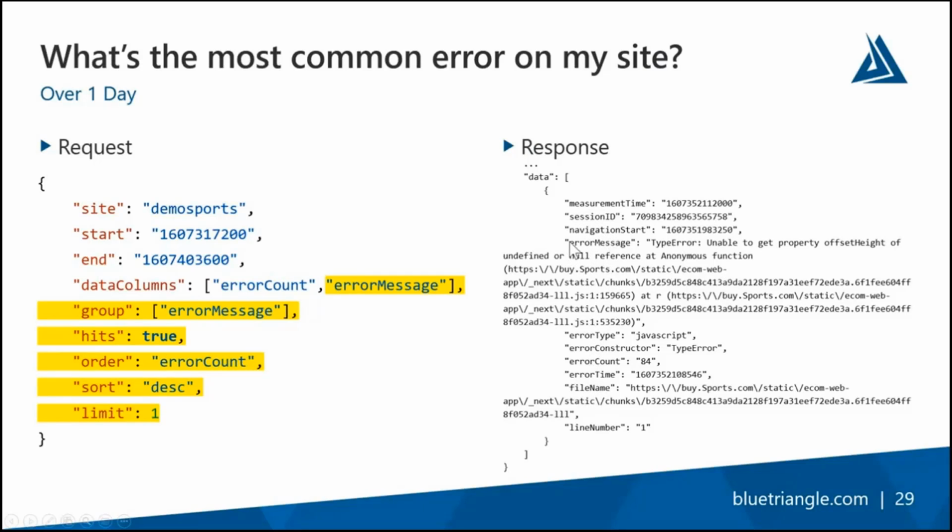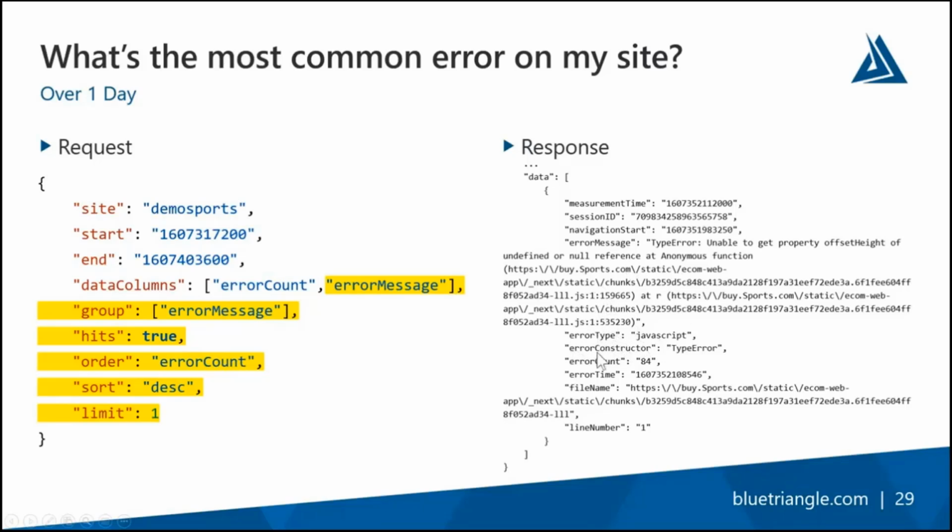But ultimately what we're interested in is this error message, which answers our question, what's the most common error on the site? This error message is a type error, unable to get property offset, height of undefined or null reference at anonymous function. And you can see the URL and the line number where this error happened.